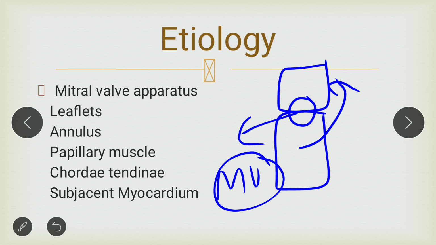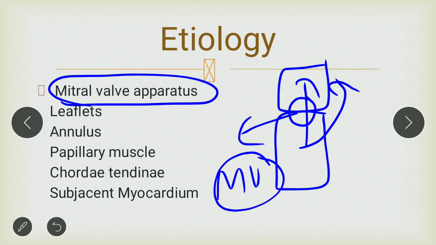When there is a problem with the closure of the mitral leaflets during left ventricular systole, it can result in regurgitation. This is called mitral regurgitation. So we'll see about the etiology, that is, the pathology that can cause mitral regurgitation. Before going into that, we'll have a look at the mitral valve apparatus.